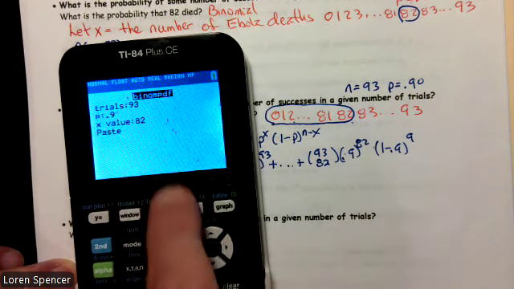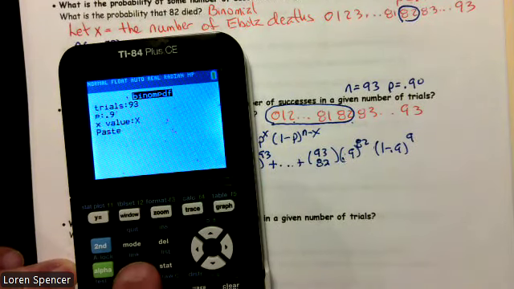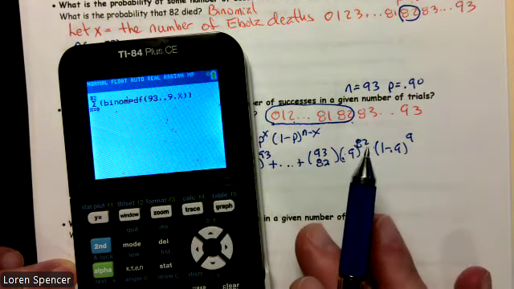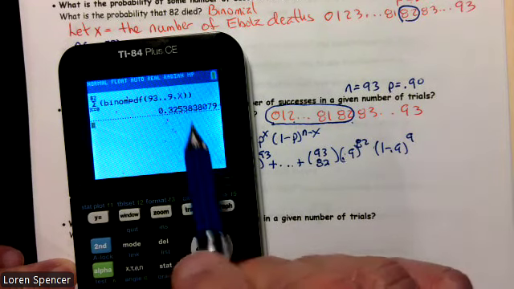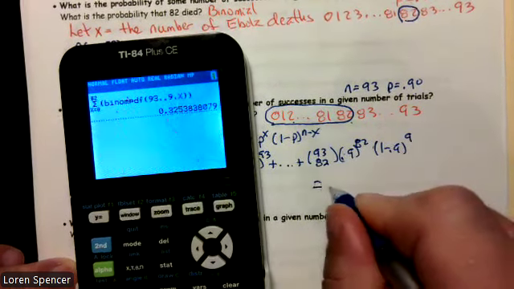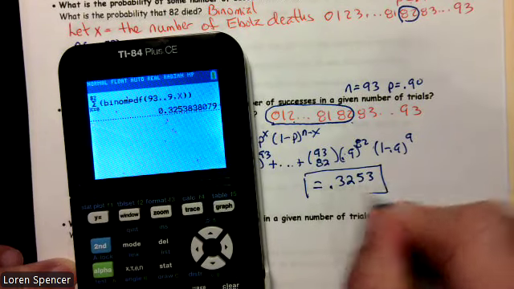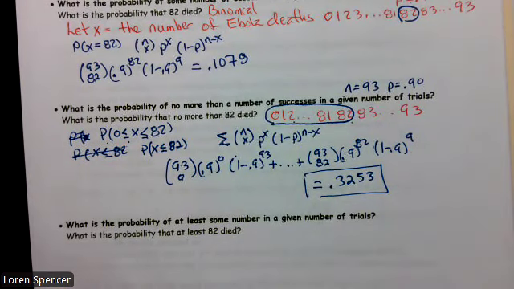I can't have an X value. I have to choose X. So I press the center, that X button right there. Anytime you have the summation or multiple values, you're choosing X. And it's doing some thinking right now. Apparently, it's having a hard time. So 0.3253. So in this case, there's about a 32% chance that 82 people or less died.